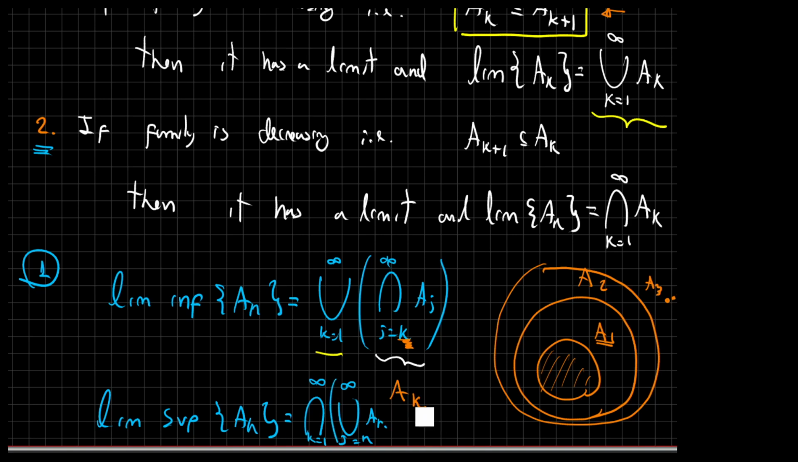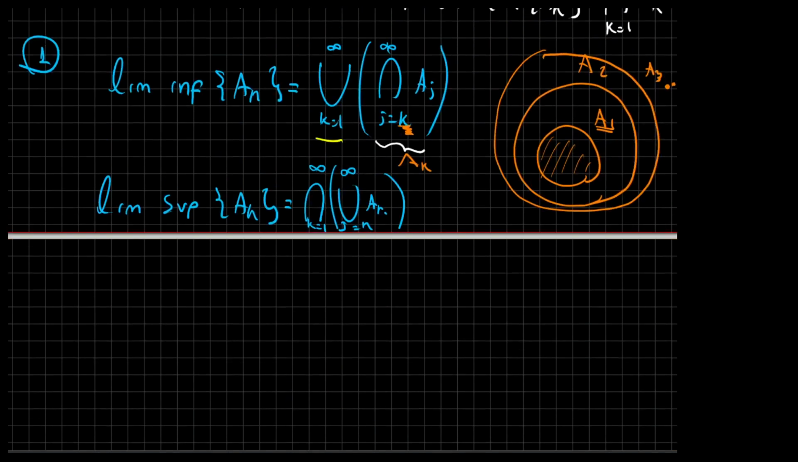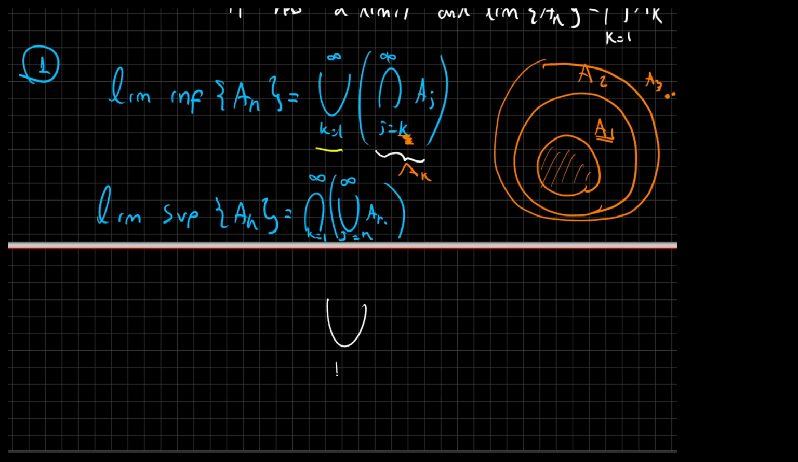Let me write it again. Now we are making the union of everything that starts from, let's say, A1. If you unite everything, then the result is, of course, everything. So if you unite everything that starts from K1, we can label this as B sub 1. So this is B sub 1. So if you unite everything, then this is everything. Of course, nothing wrong with that.